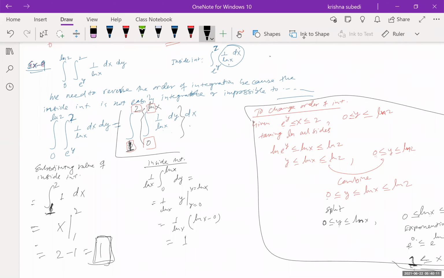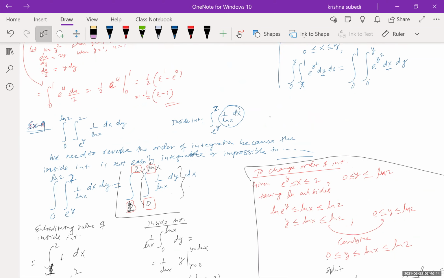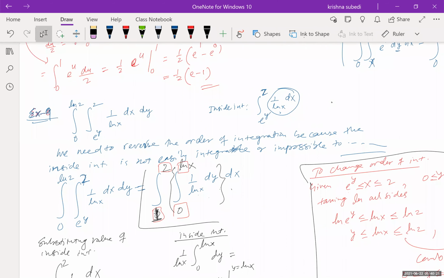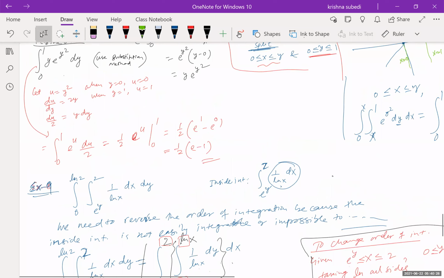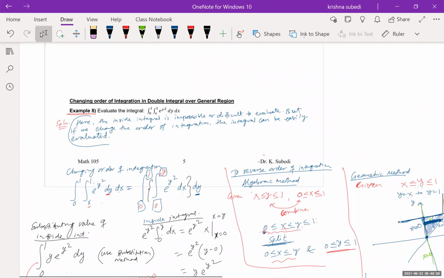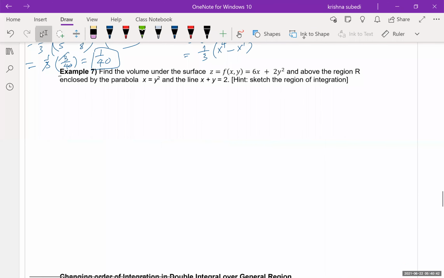Okay, I know some of you might have a little bit of confusion right now in changing the order of integration. But with little practice, I think you'll be okay with this one. It's not that easy, I agree with you, but with little practice, you'll be able to handle it. There should be no big issue. And the last question from this section is example 7. Let's try that. You already know how to draw the region of integration for both rectangular region and general region. And you already know how to change the order of integration. I think you'll be able to handle this example 7 easily.